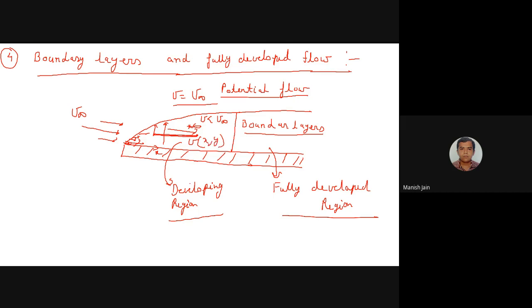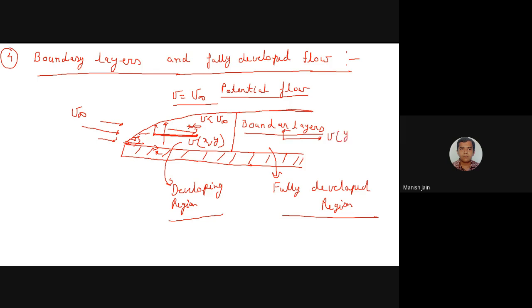So it is a developing region. Fully developed region is the region where velocity is changing in only one direction. So here velocity will not change in this direction because the boundary layer is fully developed. Velocity will change only in one direction, that is the y direction.